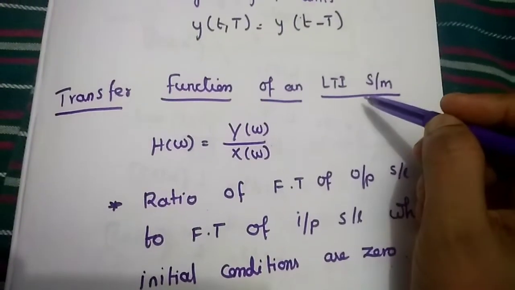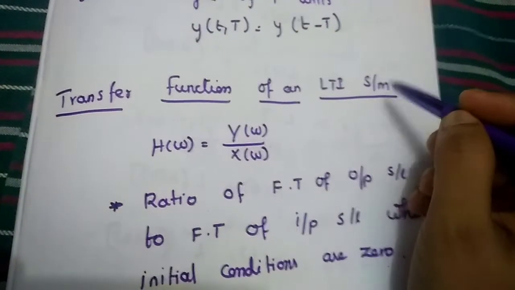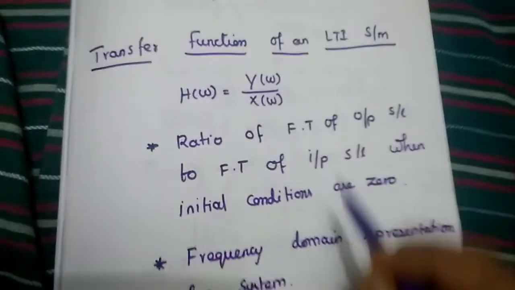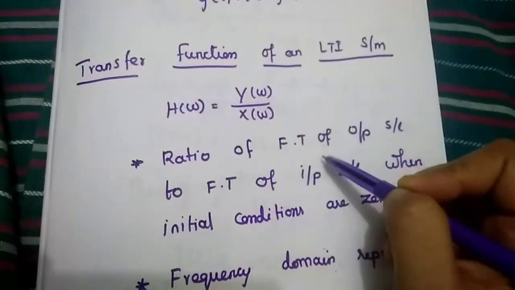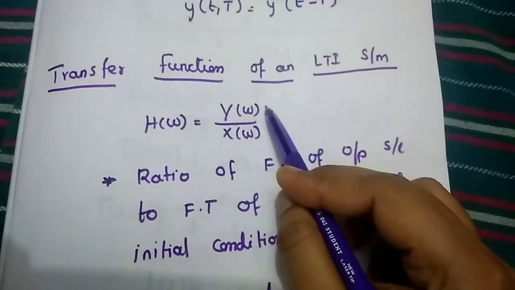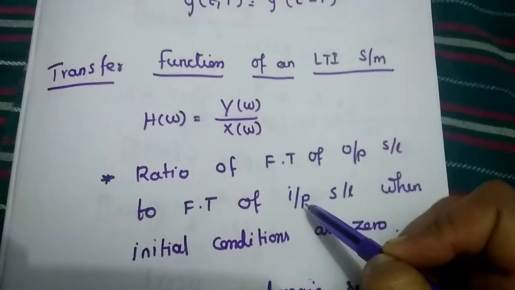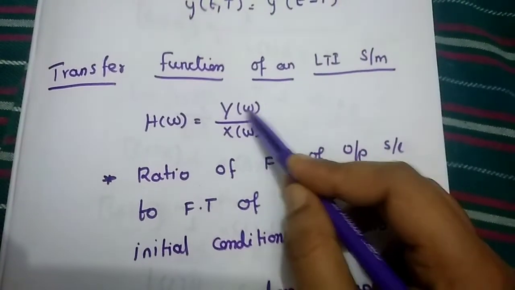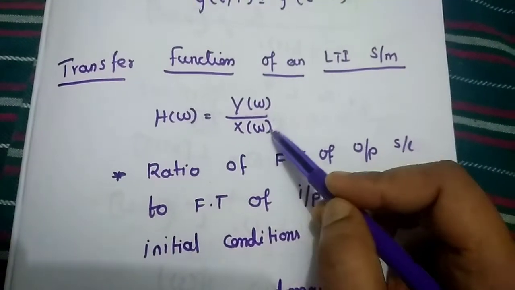And next one is the transfer function of an LTI system, and this transfer function is used to represent the system in frequency domain. This transfer function is defined as the ratio of the Fourier transform of output signal y(t) and the Fourier transform of input signal x(t). So this is a ratio of Y(ω) divided by X(ω).